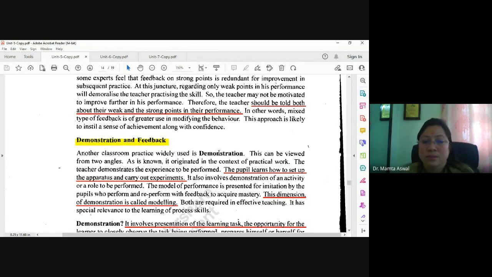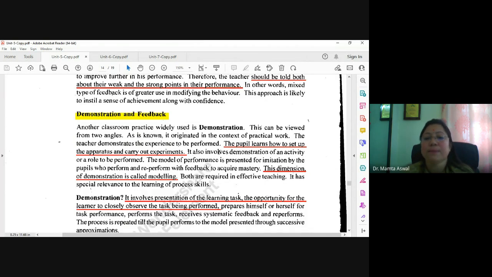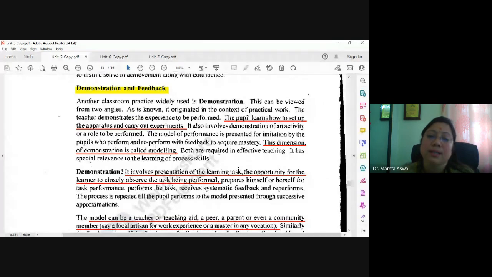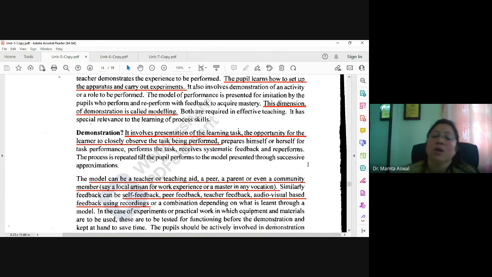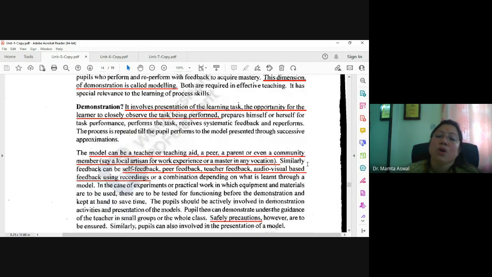Then as a second point is demonstration. Demonstration is generally conducted in the subjects where you can carry out certain experiments, show something, perform something. So in science subjects, demonstration is conducted mostly. It involves presentation of the task. Operating an instrument, operating an equipment can be demonstration.